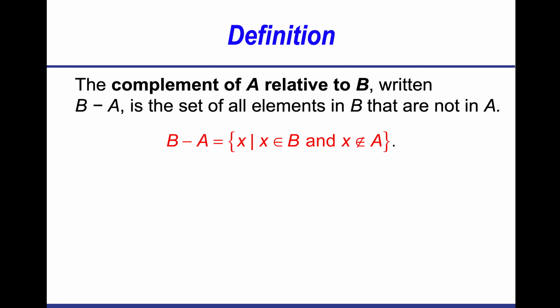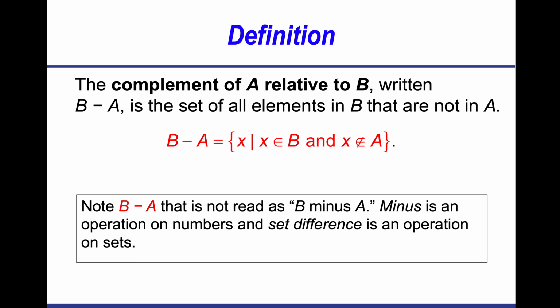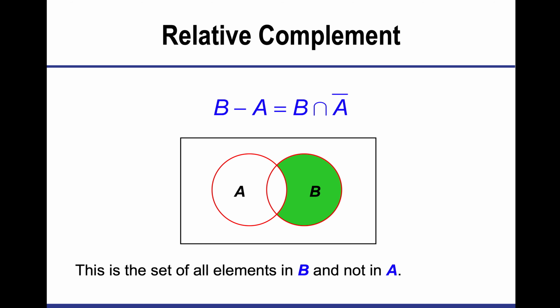So if I want to know the complement of A relative to B, it is B take away A. So I want to take a set of elements in B that are not in A. So it's not read as B minus A necessarily. It's not an arithmetic operation. I'm taking the set of all elements in B that are not in A. So I'm basically subtracting out any elements that are found in A. And this is the set of elements in B, but I'm taking out everything in A, which means A is completely unshaded.